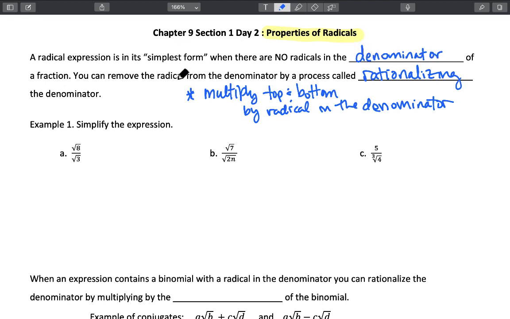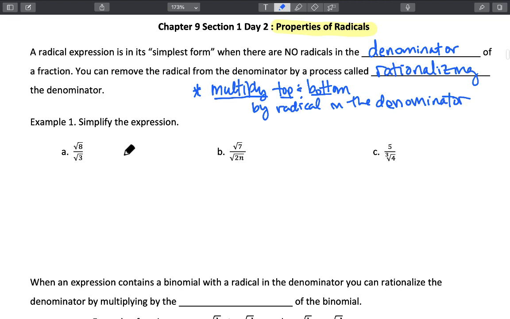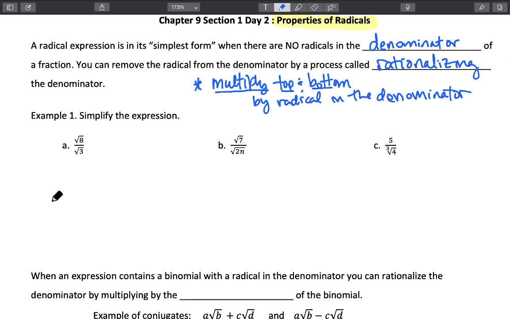All right, now you can remove the radical from the denominator by this process called rationalizing the denominator. Essentially, what you're going to do is multiply the top and the bottom of that ratio by the radical expression that's found in the denominator. That will make sense here as we do our example. So let's take a look at example 1. We are going to simplify that expression. So you can see that we have the square root of 8 divided by the square root of 3.